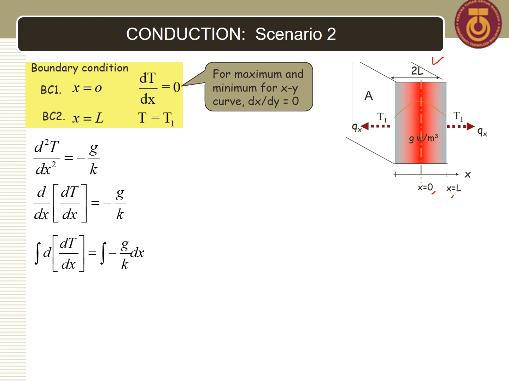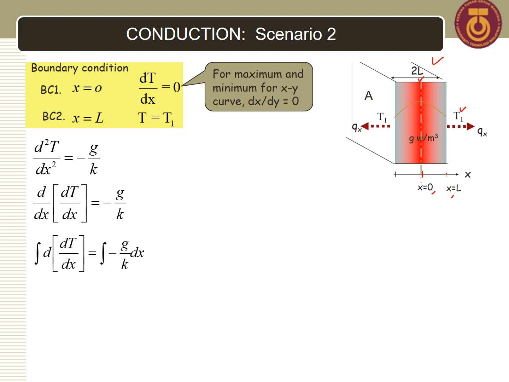Okay, so x equals 0 is at the center. Then we know that the temperature here is the highest. Why? Because here is where there is the source of heat generation. So logically, we know that here should be the point where we have the maximum temperature of the whole system. Okay, then when x equals L, the temperature is T1.